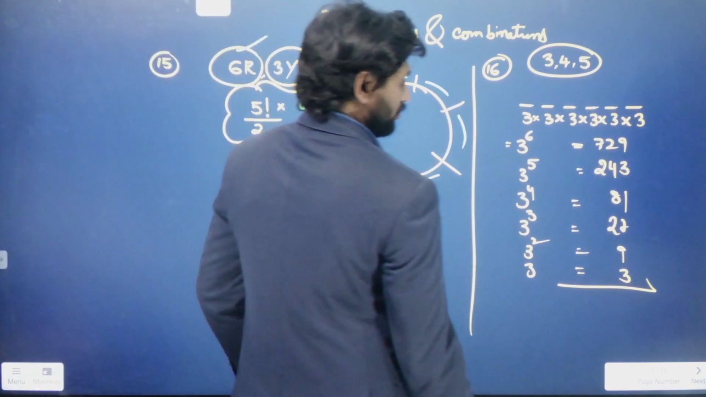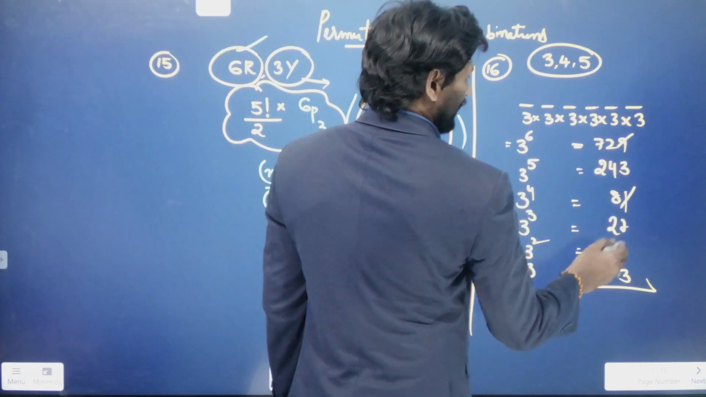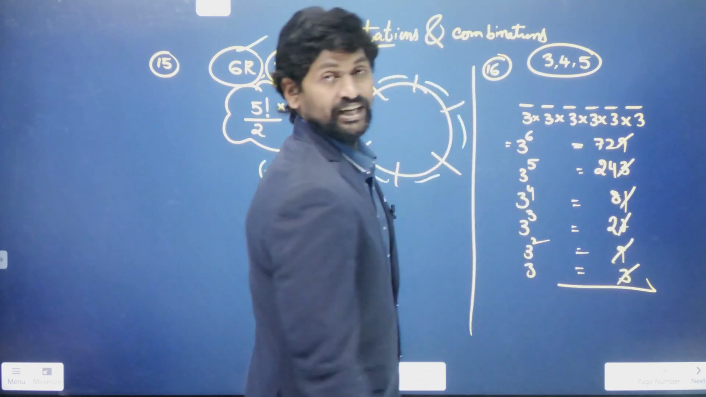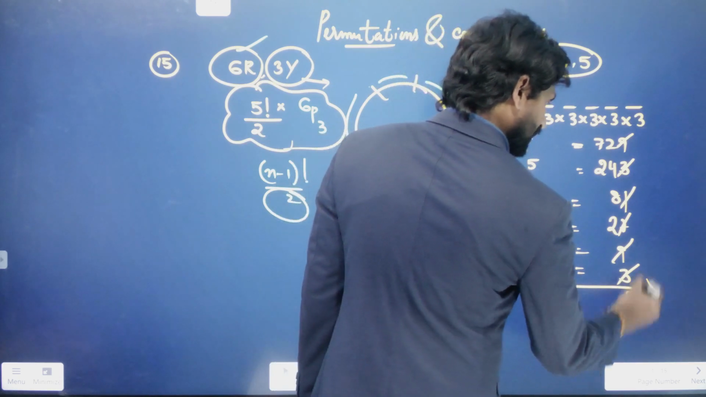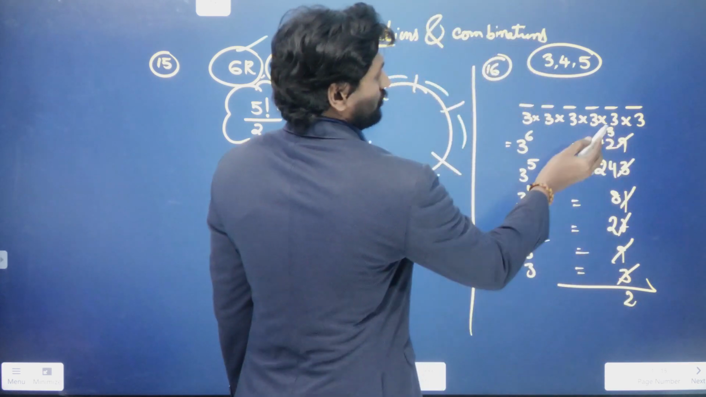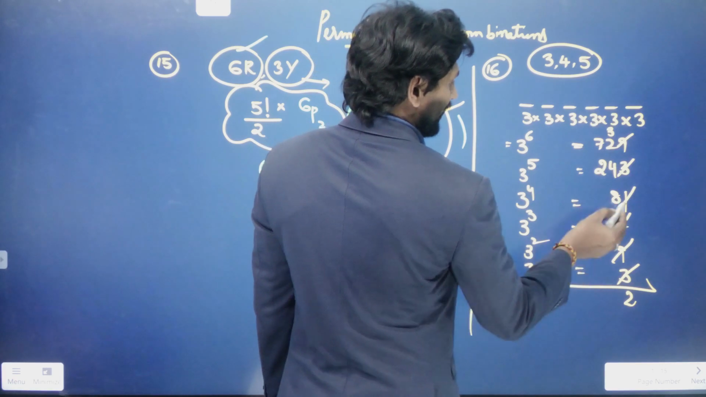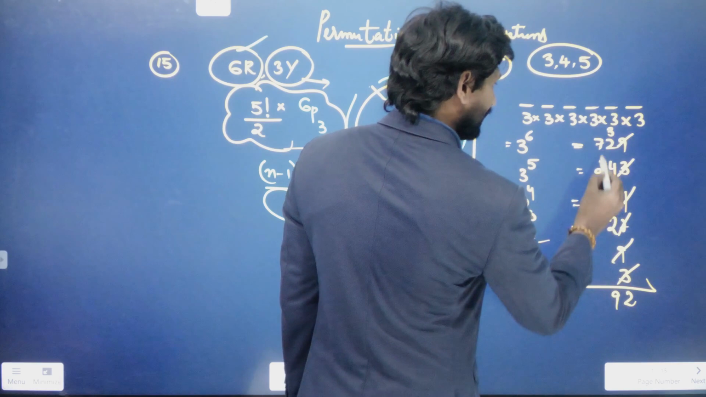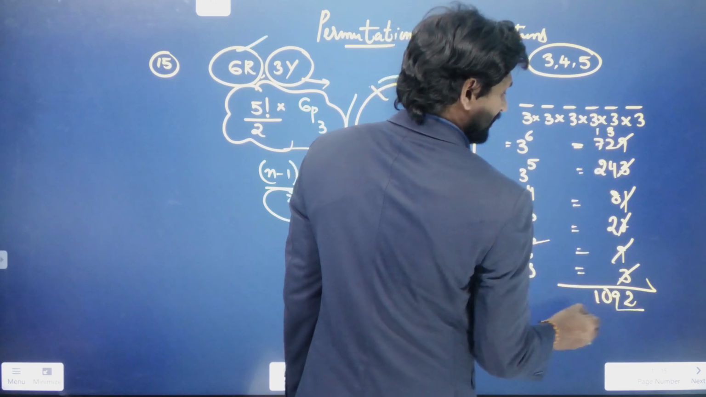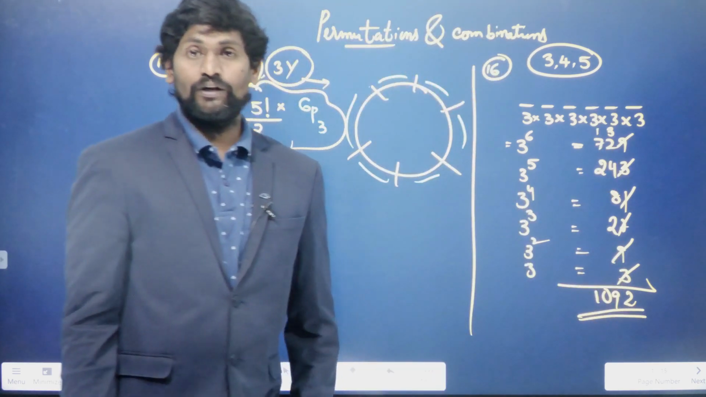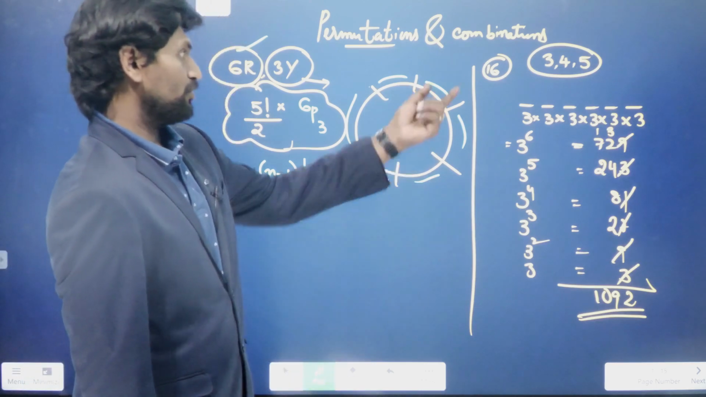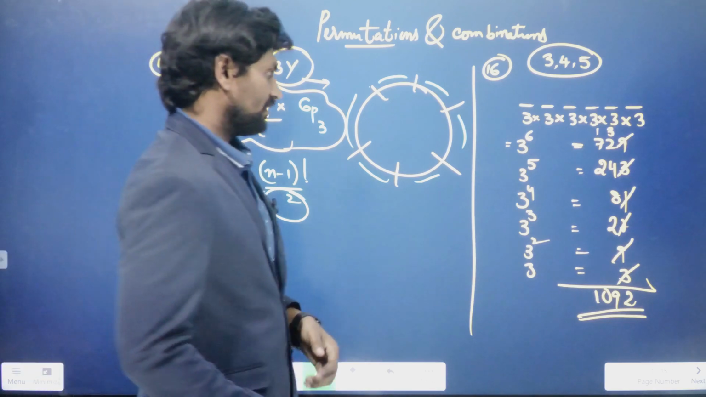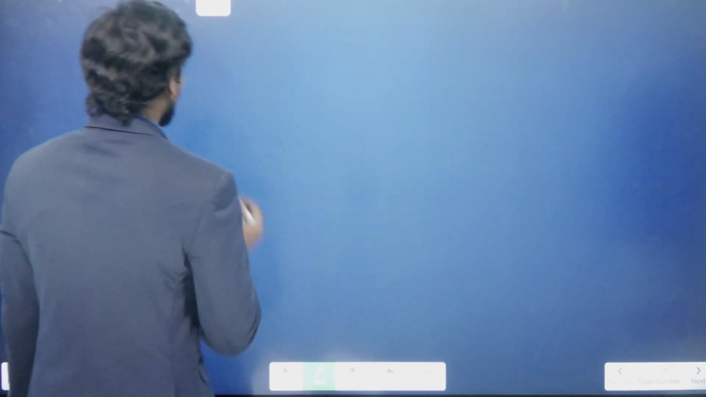So let us try. 9 plus 1 is 10, 3 plus 7 is 10, 20, 29, 29 plus 3 is 32. So 3 plus 2 is 5, 5 plus 4 is 9, 9 plus 8 is 17, 17 plus 2 is 19. So this is 1092. Nothing but 1092 numbers are possible by using these 3 digits 3, 4, 5. Okay, right. So let us move on to problem number 17.